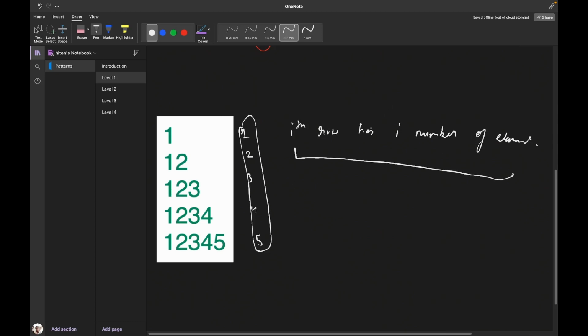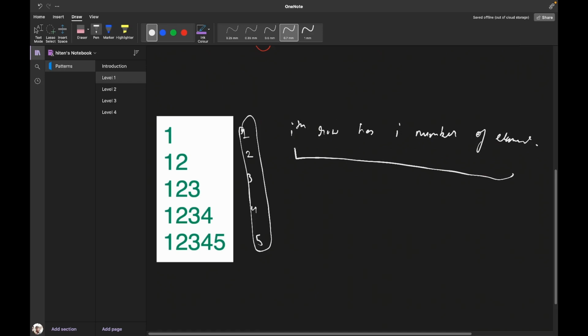Now we have found the relationship between the number of elements and the row number. Now what we have to do is find a way to print this sequence on the console. We just discussed the relationship between the row and the number of elements.